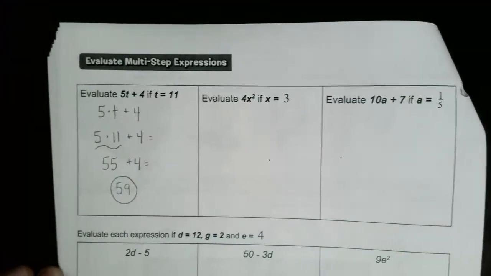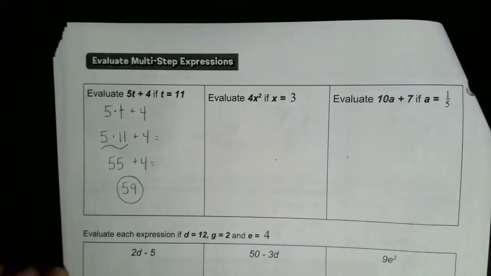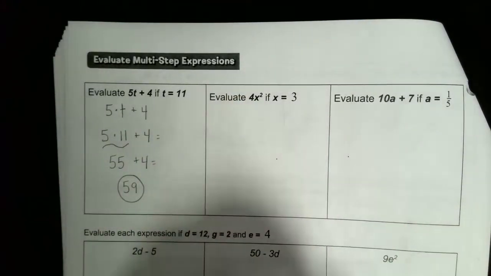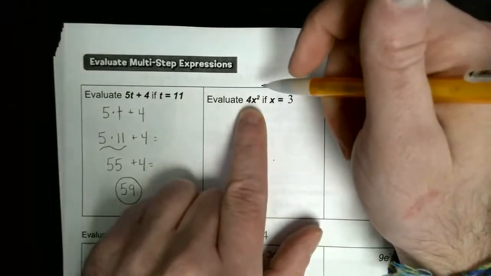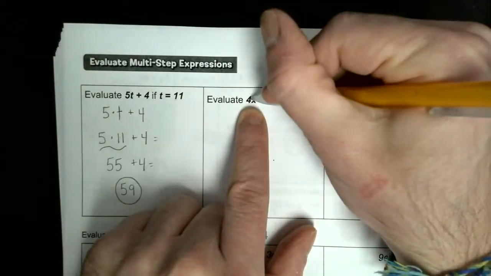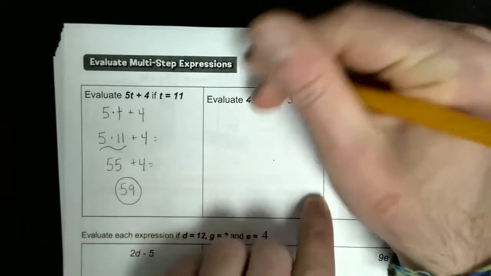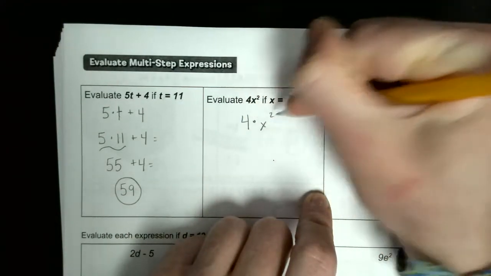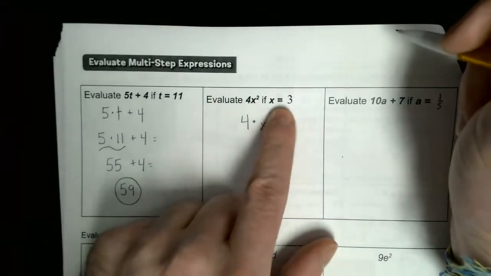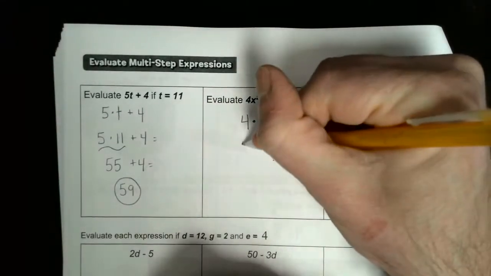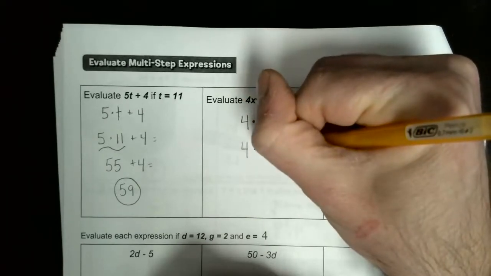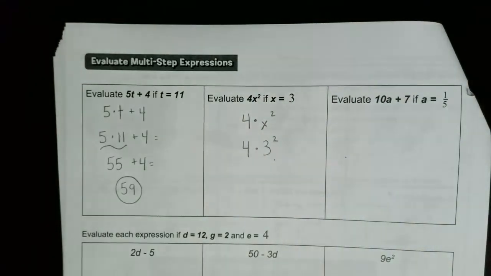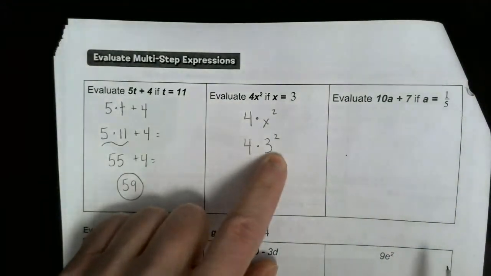All right, let's try this one. This one can be a little bit tricky, because what you have here is a number next to a variable with an exponent. So there are 2 different things we have to do here. But the first thing I'm going to do is rewrite the expression. So this means 4 times x squared. I'm going to write that out using a dot: 4 times x squared. Now in this case, x is going to be 3. So in my next step, wherever I see an x, I'm going to put a 3 instead, but I'm going to make sure to keep the exponent. So what we have here is 4 times 3 squared.